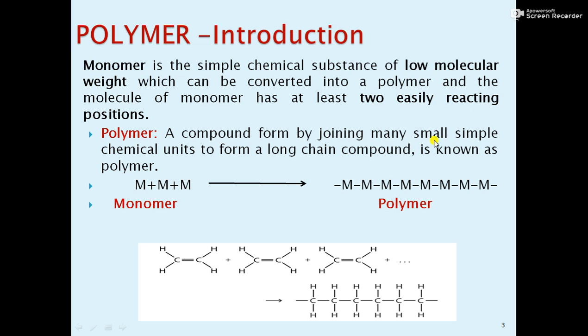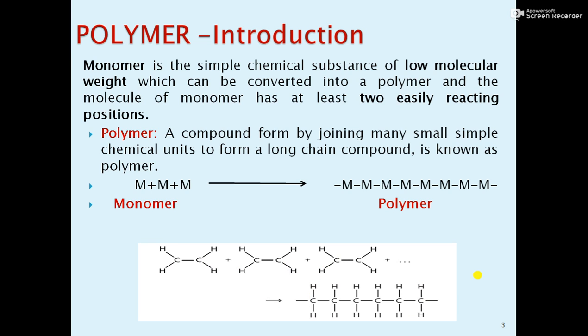Now what is polymer? A compound formed by many small simple chemical units to form a very long chain compound with very high molecular weight is called polymer. As you can see, suppose we have taken the monomer M, it is going to form polymer. Here we have given the example: suppose I have taken ethene molecule, so with the help of polymerization reaction it is going to form polyethene. So that's how the polymer formation takes place.